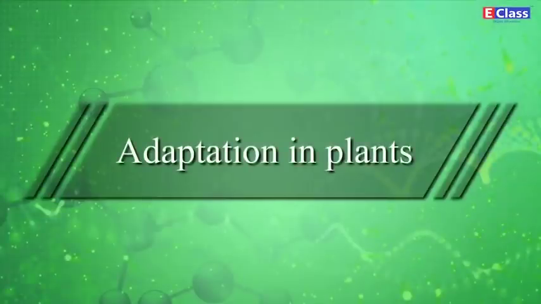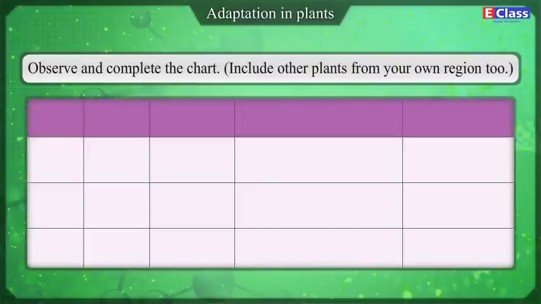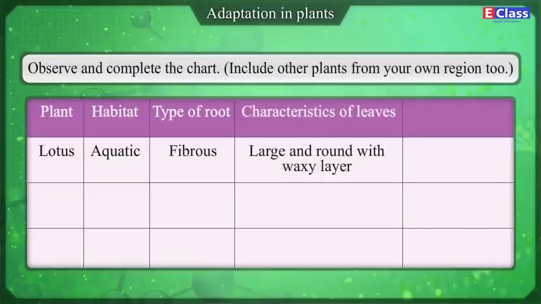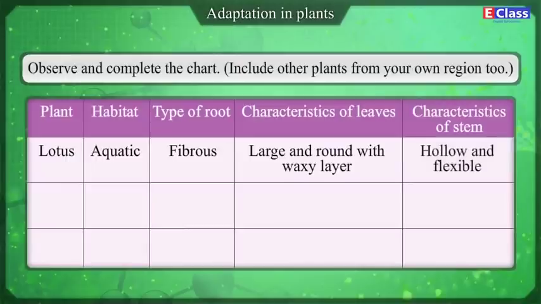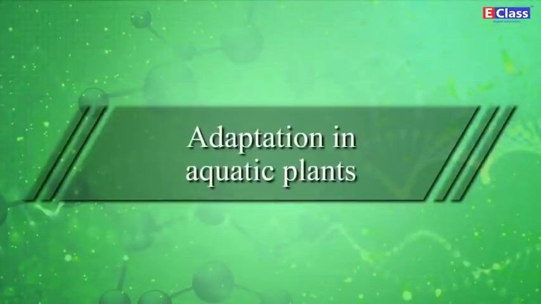Adaptation in plants. Observe and complete the chart. Include other plants from your region too. Plant, lotus. Habitat, aquatic. Type of root, fibrous. Characteristics of leaves, large and round with waxy layer. Characteristics of stem, hollow and flexible. Plant, cactus. Plant, banyan.